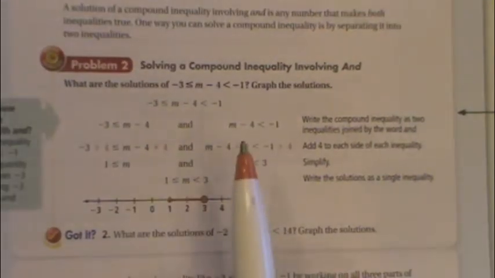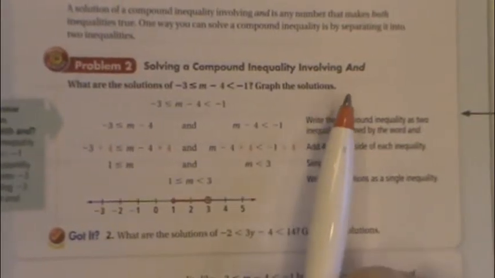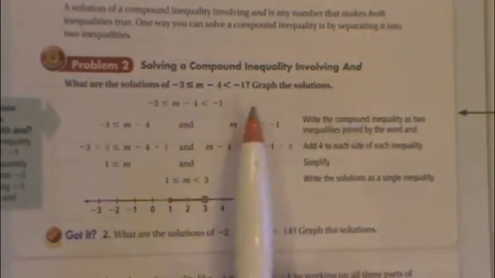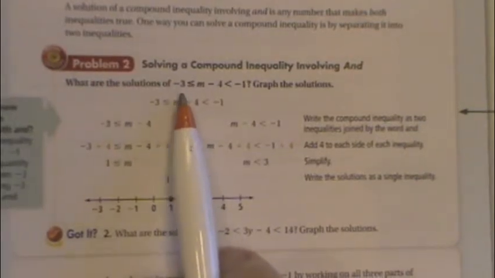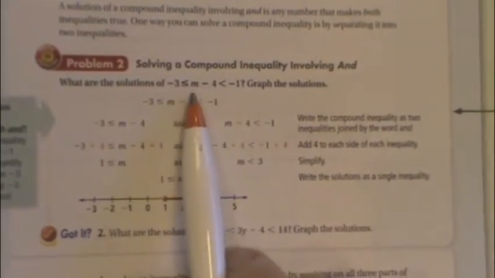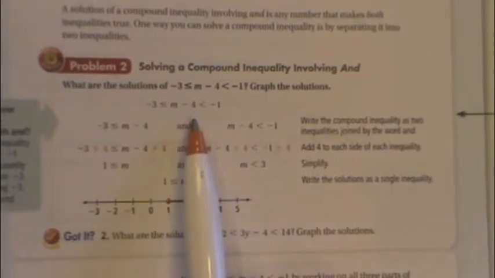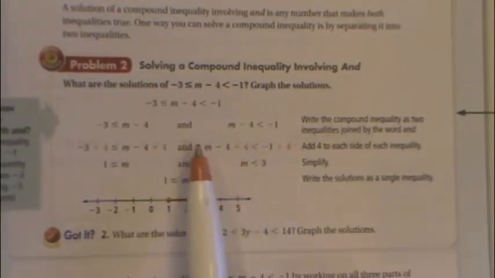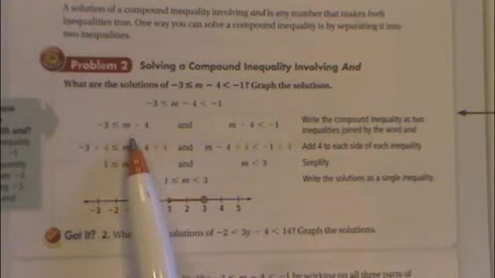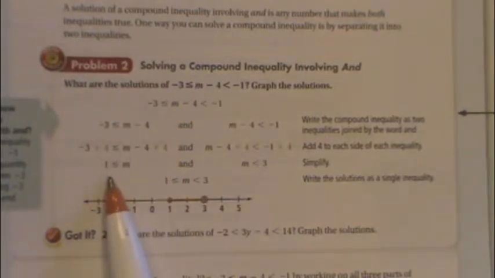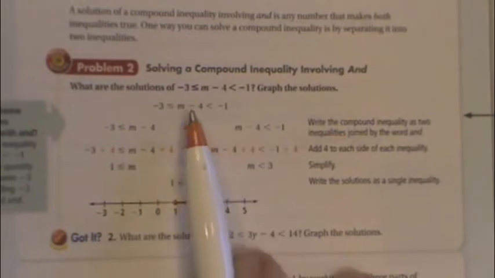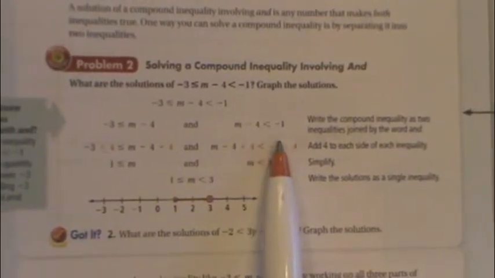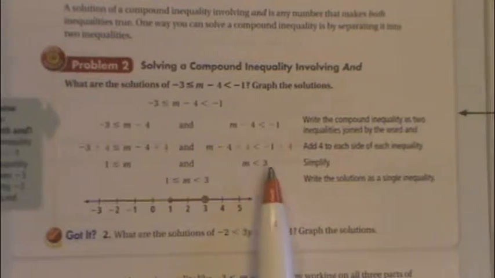So now that you know what a compound inequality is and you've had some practice writing them, let's take a closer look at the ones that use and. If you're trying to figure out the solutions of this inequality, what they want you to know is you can break this up into two inequalities and solve each one. -3 is less than or equal to m minus 4. Solve it, you end up with 1 is less than or equal to m. On the other side, you repeat the m minus 4. M minus 4 is less than -1. Work through the solution. M is less than 3. Now combine it again. 1 is less than or equal to m is less than 3. And there's your graph.